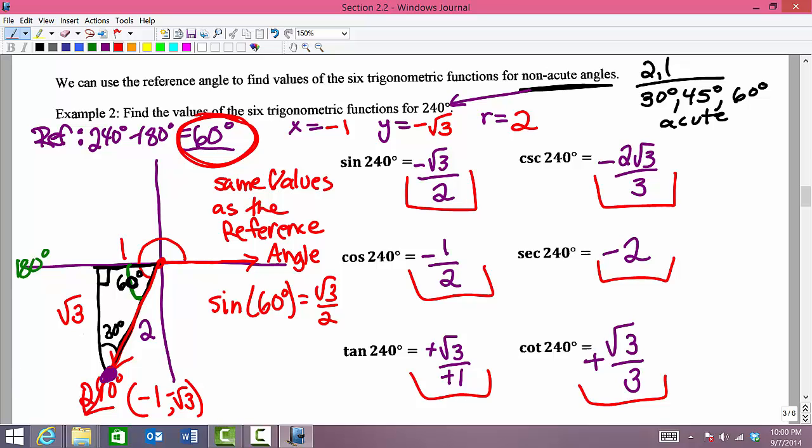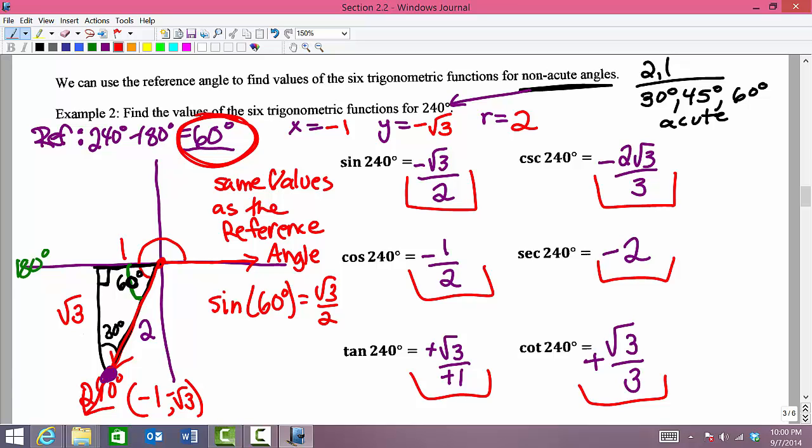Cosine of 60 is a positive 1/2. Secant of 60, positive 2. Tangent of 60, square root of 3. Cotangent of 60, square root of 3 divided by 3. So all of our trig function values have the same number as our reference angle 60 degrees.